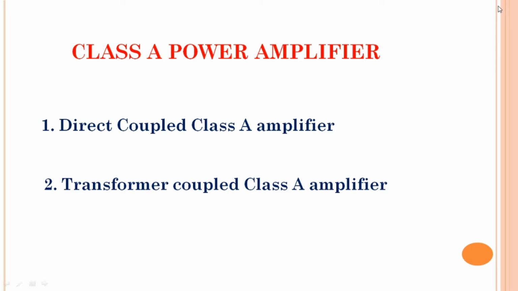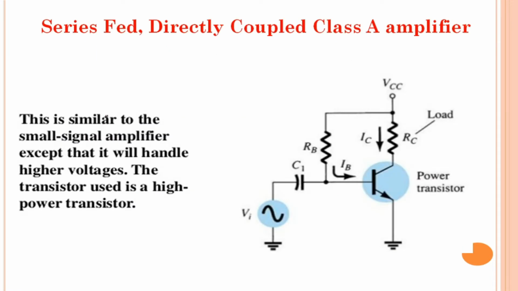Again, the class A power amplifier is classified as a direct coupled class A amplifier and a transformer coupled class A amplifier. In this video, we are going to discuss the direct coupled class A amplifier. In the next video, we will discuss the transformer coupled one. So, the direct coupled class A amplifier is the series fed directly coupled class A amplifier. Now, this is the circuit diagram for the class A amplifier.